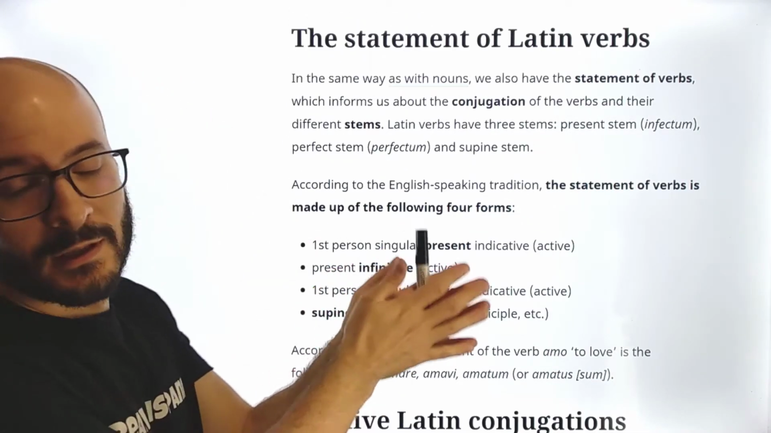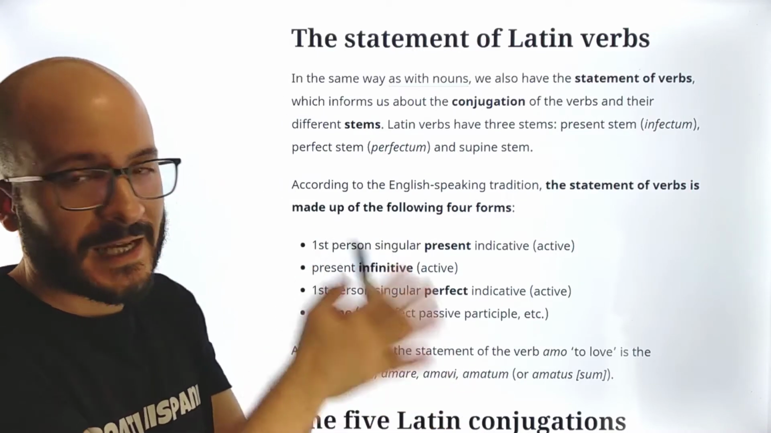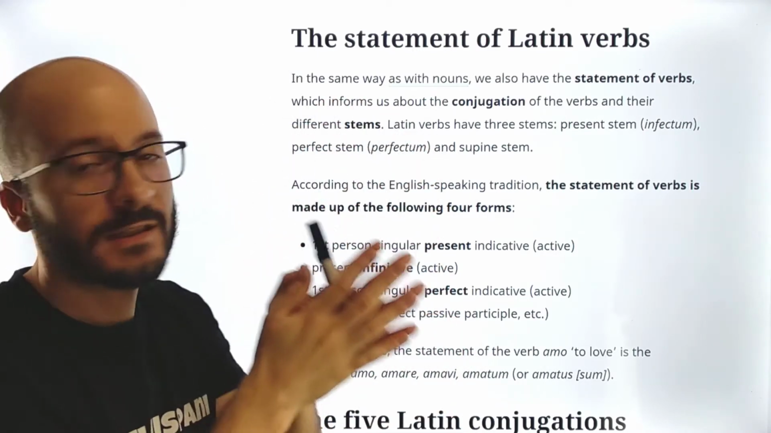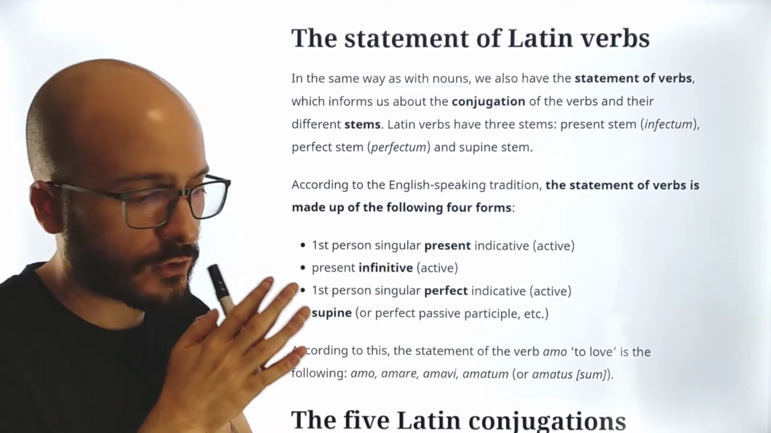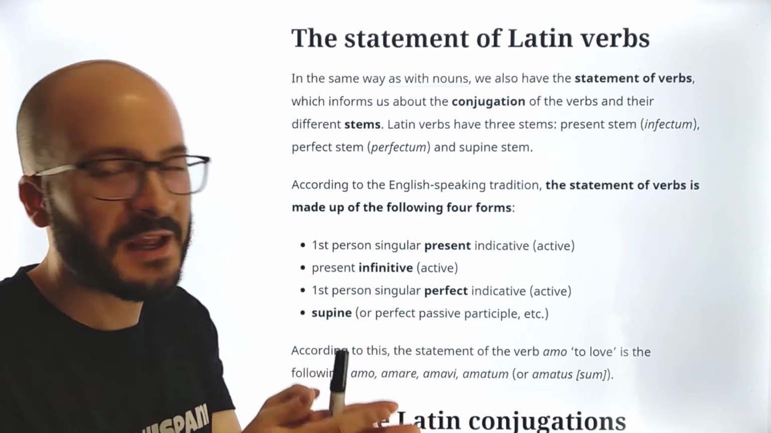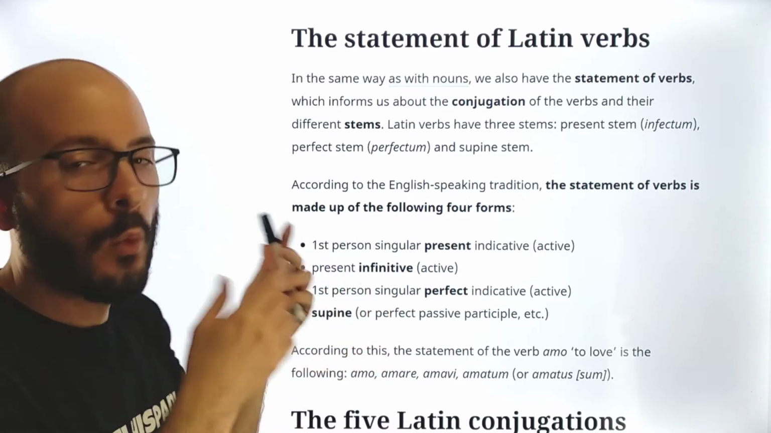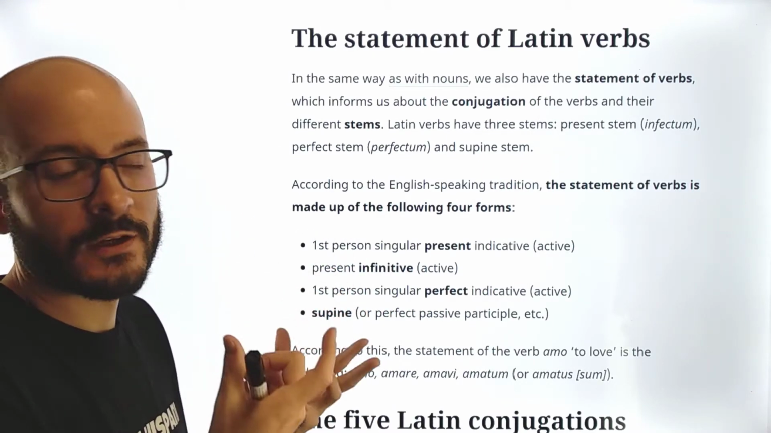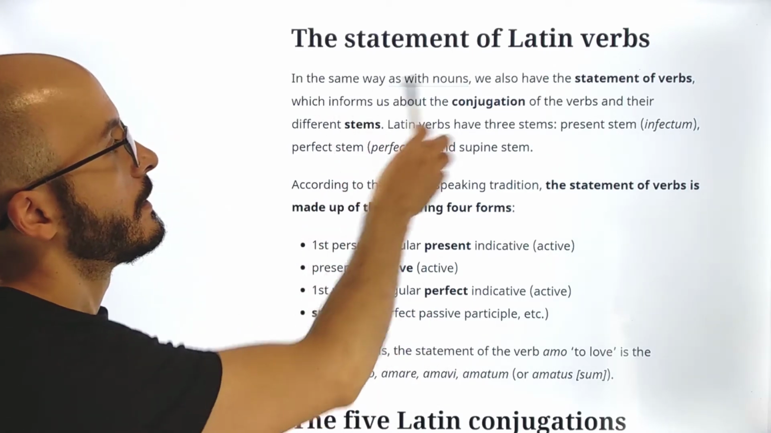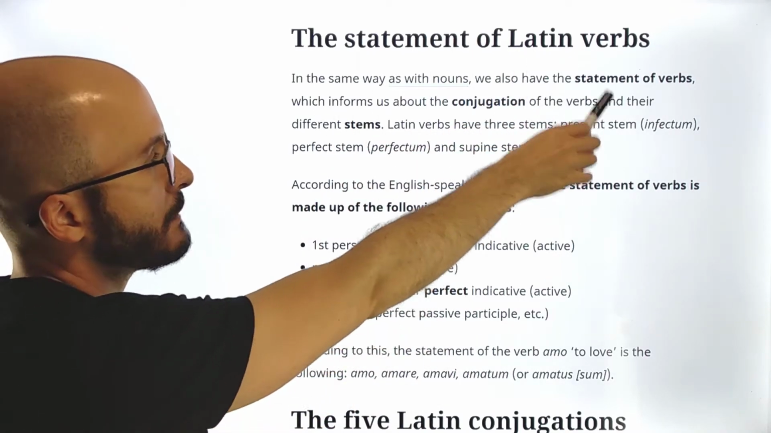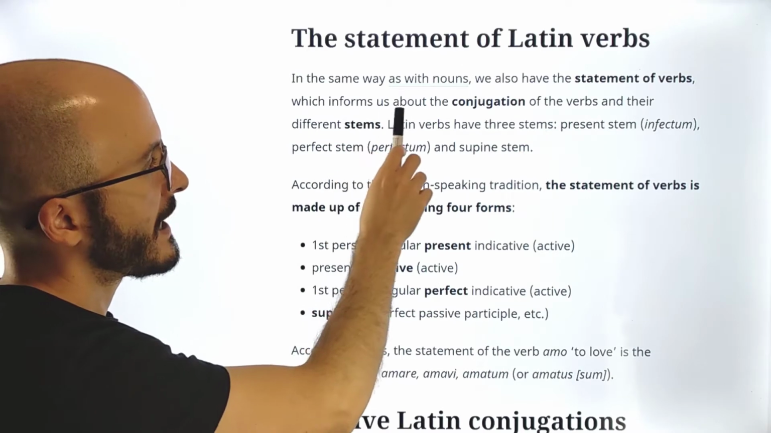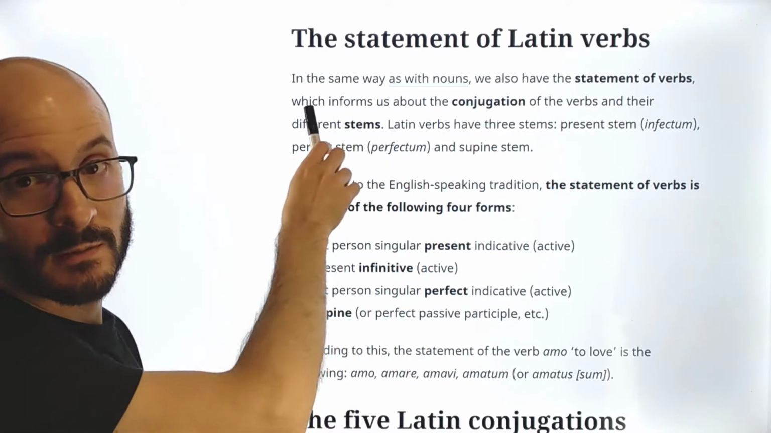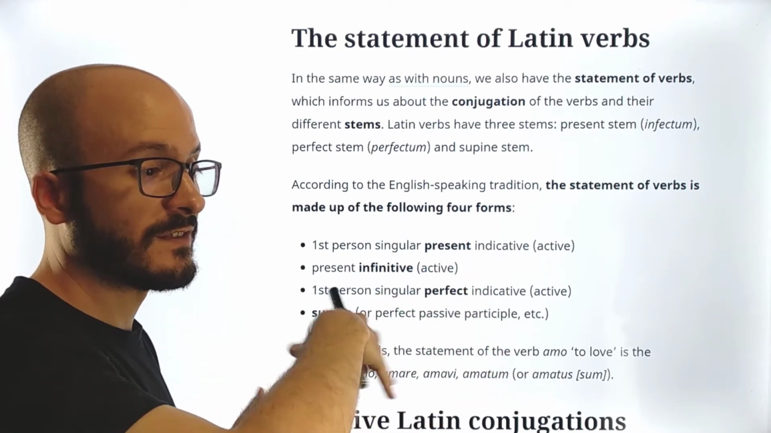Now, just the same way that in nouns we have statements, we also have statements in verbs. And of course, verbs don't have nominative, they don't have cases. So what is the statement of a verb, and why do we need it? The statement of verbs informs us about the conjugation of the verbs under different stems, because verbs have different stems.